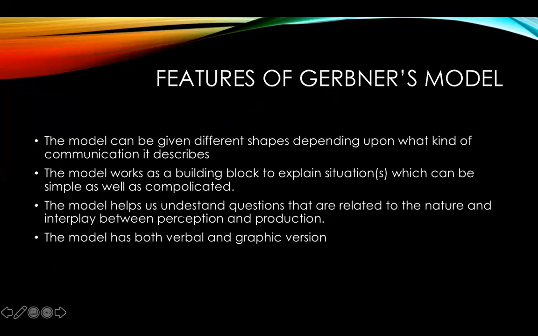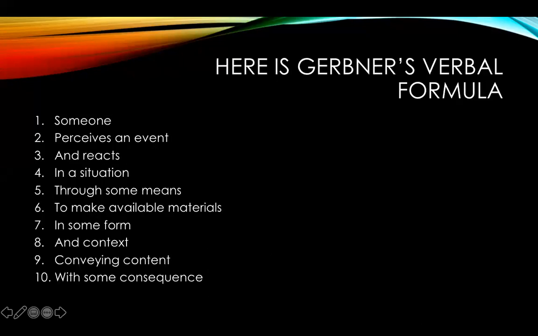The model helps us understand questions that are related to the nature of interplay between perception and production. Remember, when I began my explanation, I told you that the model is a continuation of a chain of perception and production. So it goes like a chain: perception, production, perception, production, perception, production. So this talks about the idea that the model is an interplay between perception and production. Then the model has both verbal and graphical versions.